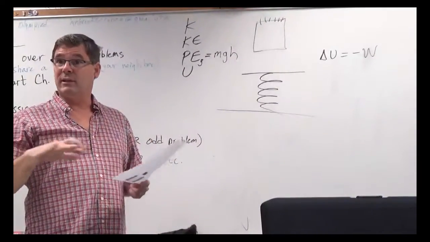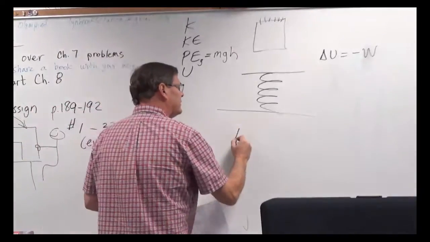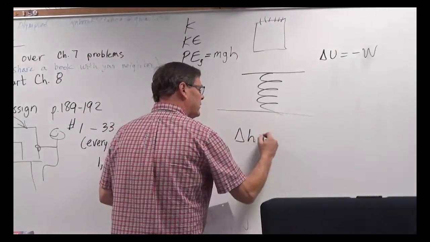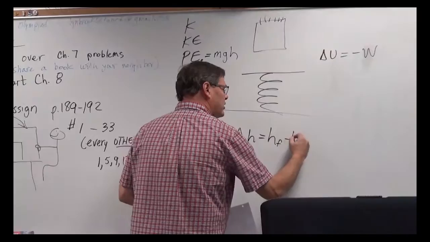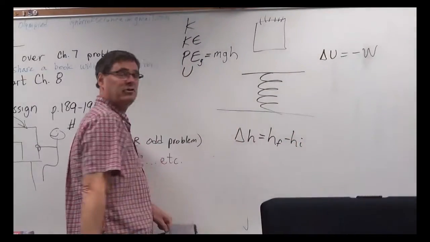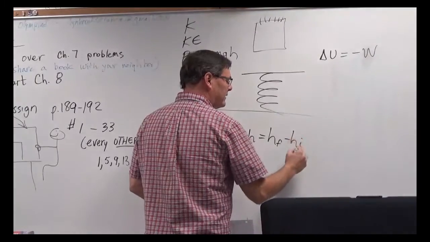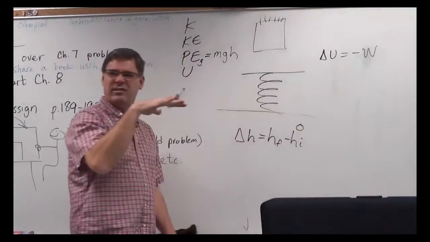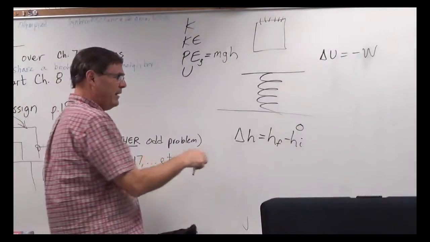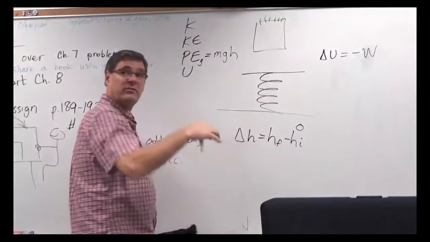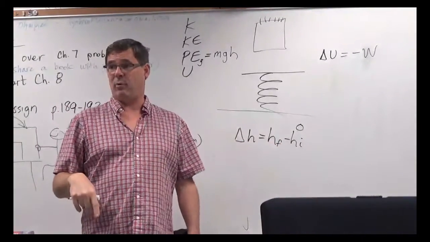Delta h is equal to the change in height, the final minus the initial. But if we use the lowest point as our reference point, we can say that's 0. Our 0 height, we call that the reference point. Then the delta h is just the height above that point.